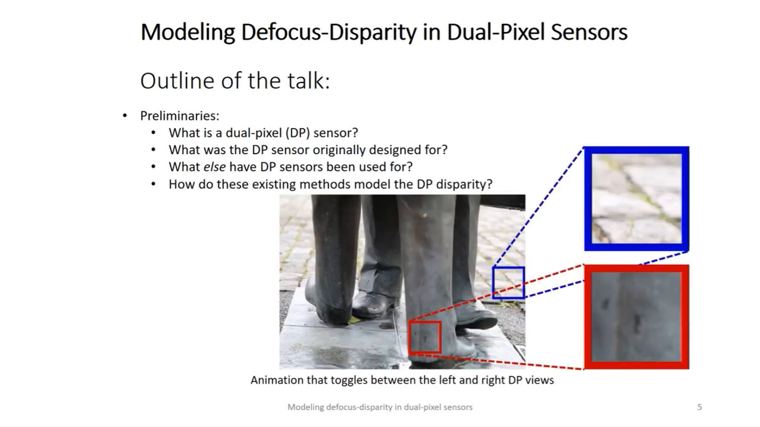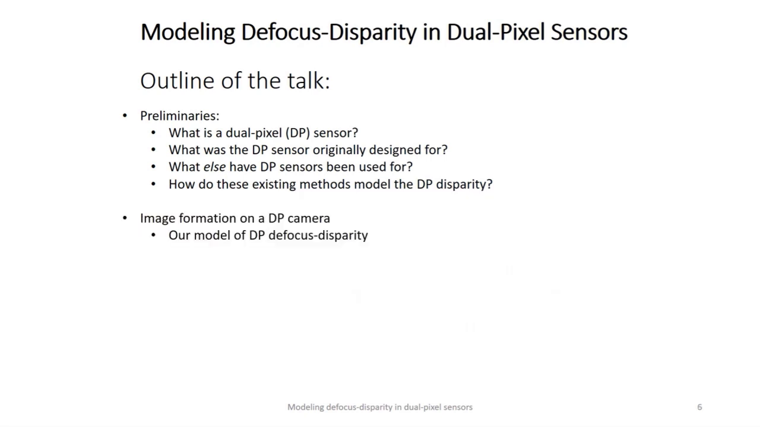DP sensors produce two subaperture views of the scene from a single image capture, and there exists a disparity between these two subaperture views. Here, I'm showing you a simple animation that is switching between the two DP views. We will analyze the model of disparity that existing DP sensor-based methods adopt and what the shortcomings are of this model.